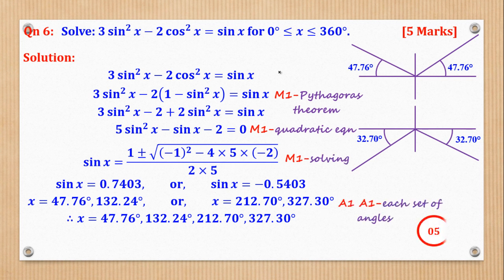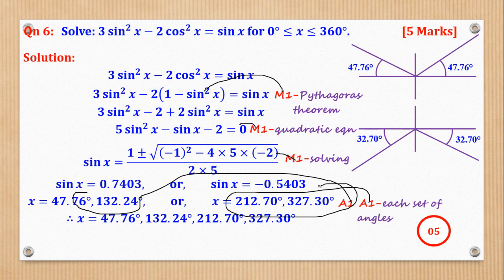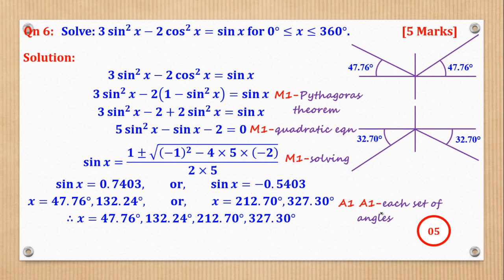So first was for seeing this identity used, quadratic equation, solving. A1 for these two values, another A1 for these two values. So then realize that this A1 is coming from an M1. If here it was B, then here it wouldn't be, it can't be A.